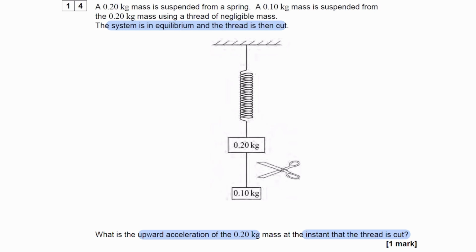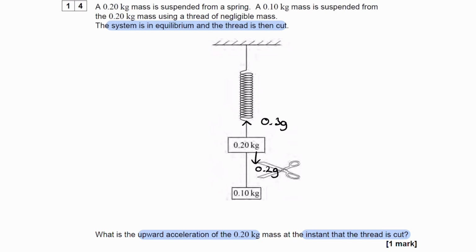So let's consider a force diagram. For the 0.2 kilogram mass, the upward force from the spring would be 0.3 g, and that's because that spring is supporting the weight of both of those masses, so it should be equal to 0.3 g. We know it's in equilibrium, so upward forces equal downward forces. The 0.2 kilogram mass also has a downward weight force of 0.2 g. I'll just put that on the right.